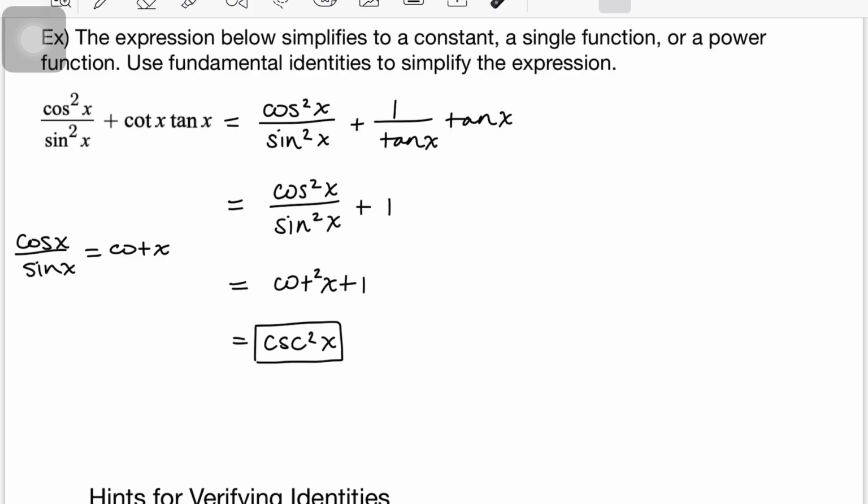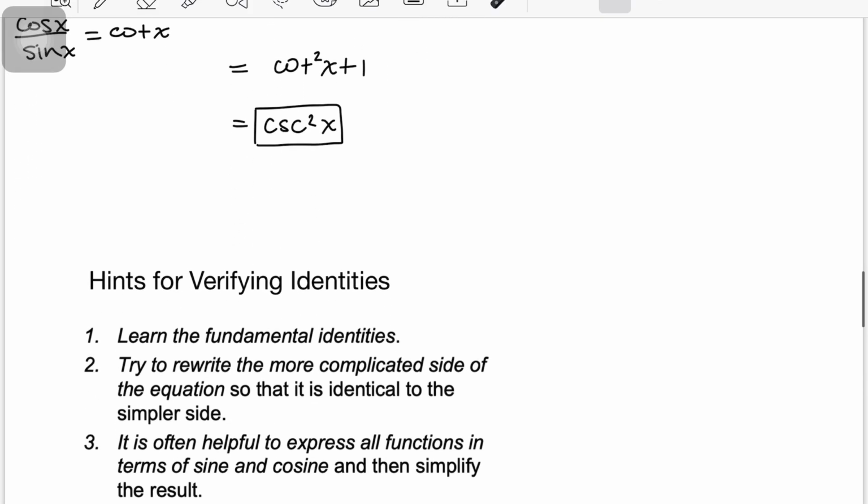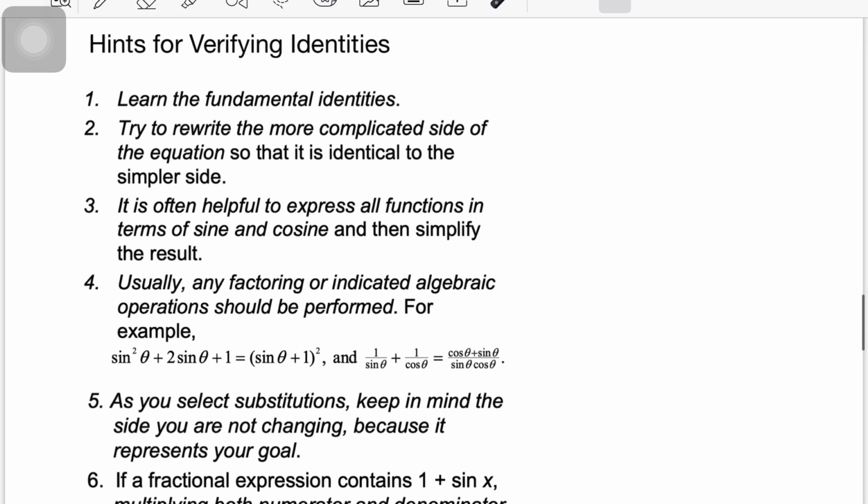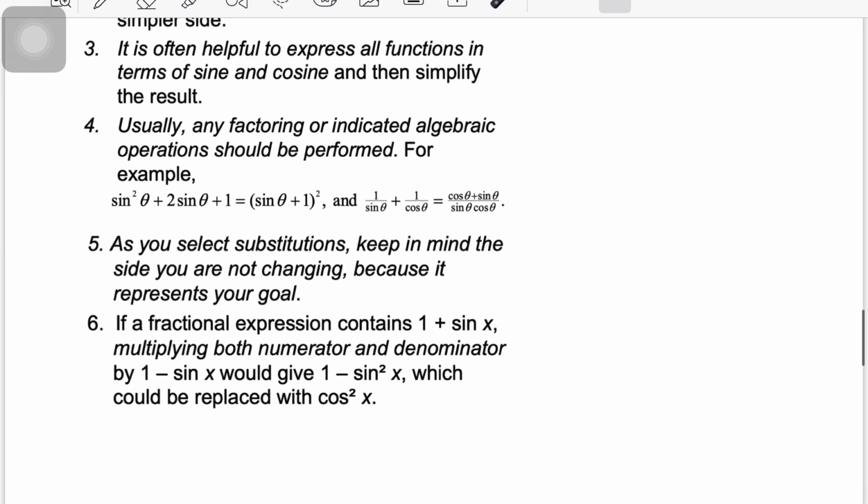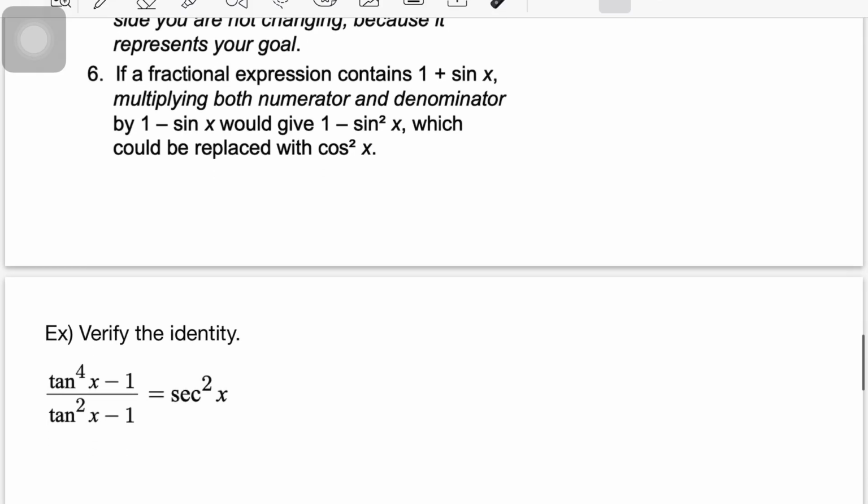All right, so the last thing we're going to look at in this video is verifying identities. So here is a 6-step process in order to do so. I'm not going to go over each of the steps here, but we'll use them in the next several examples. But essentially what we want to do is, for example, here, verify this identity. We want to show that this left-hand side of our equation does in fact equal the right-hand side of our equation.